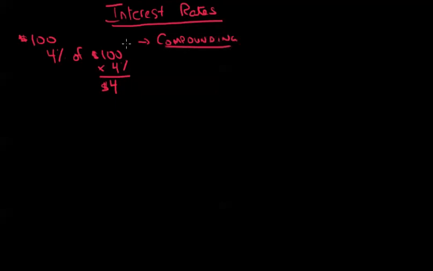Now, if I'm getting compounding growth on that $100, that means I'm taking that 4%, getting that $4, and reinvesting it back into that $100. So I'll go from having $100 to having, in this case, 100 plus that extra $4, $104.